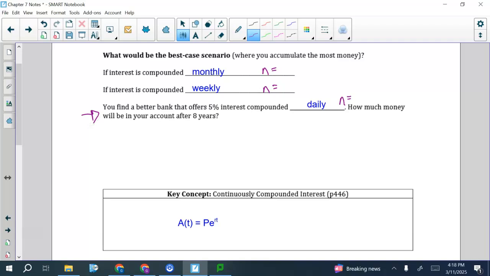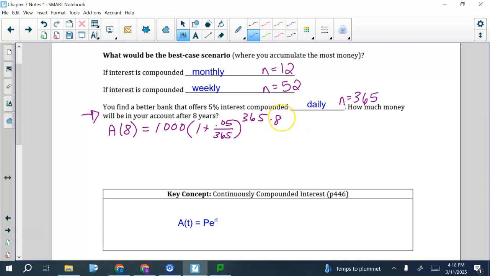All right, so how many months in a year? 12 months in a year, so n would be 12 in that case. Weekly, 52 weeks in a year. Daily, 365 days in a year. So if I wanted to try that daily, we're going to still find the amount in the account after 8 years of that $1,000. Our rate is still 5%, but this time I'm dividing that by 365, and then to the 365 times 8.